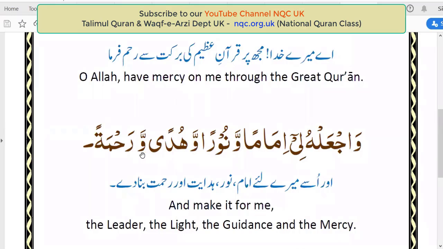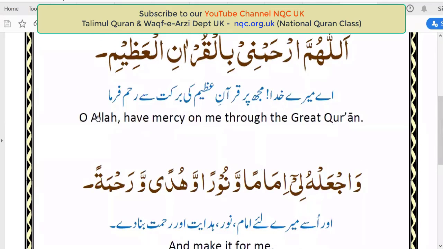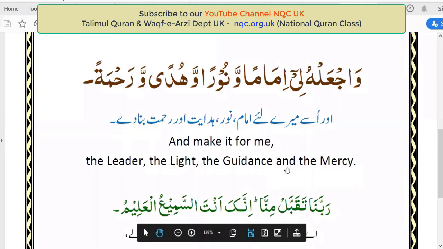MashaAllah, very well read. Jazakumullah. Can you read the translation for me as well, please? O Allah, have mercy on me through the great Quran and make it for me the leader, the light, the guidance and the mercy.